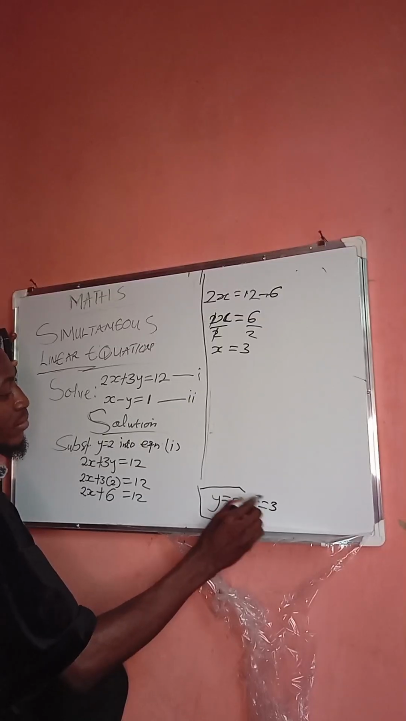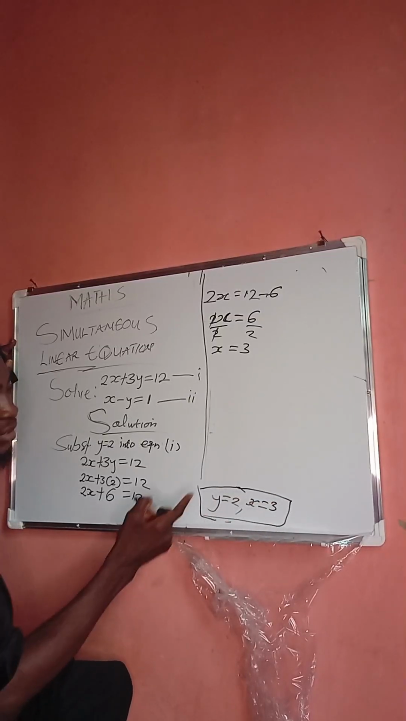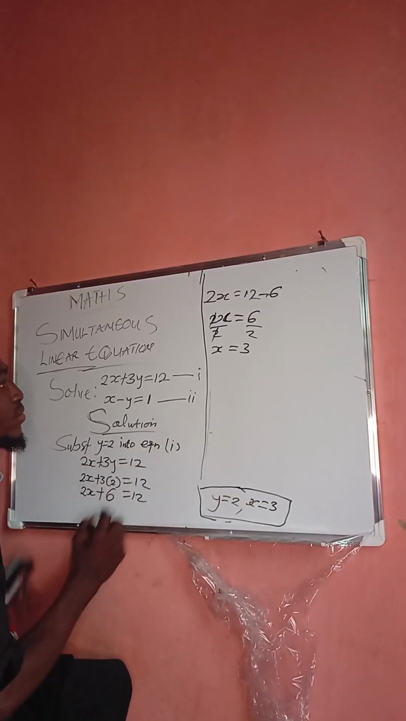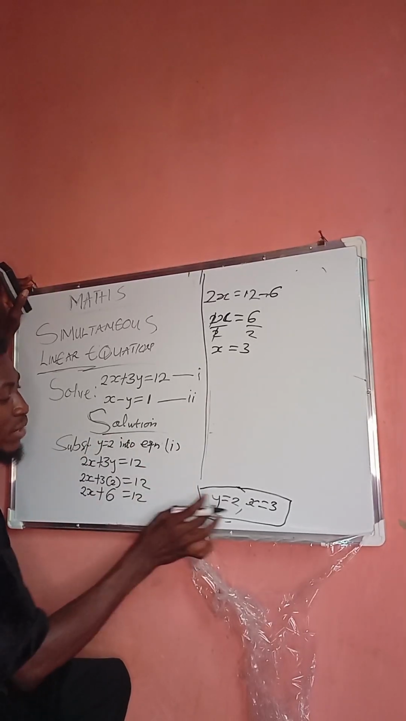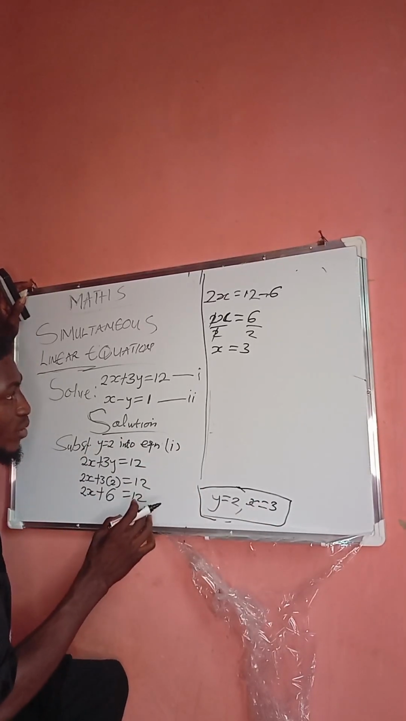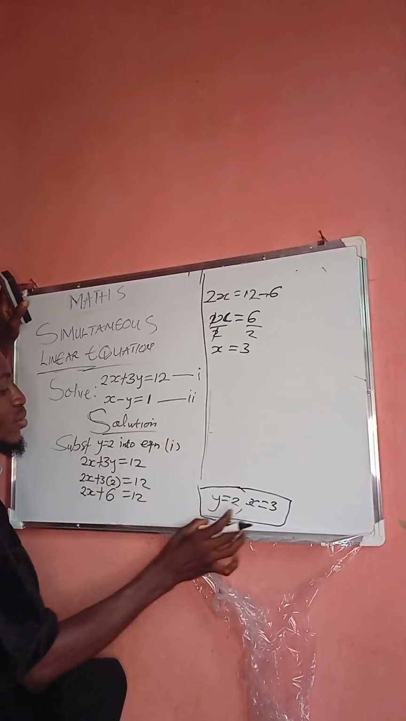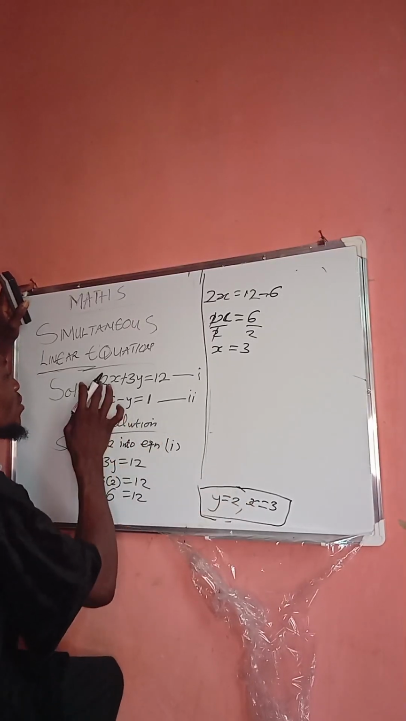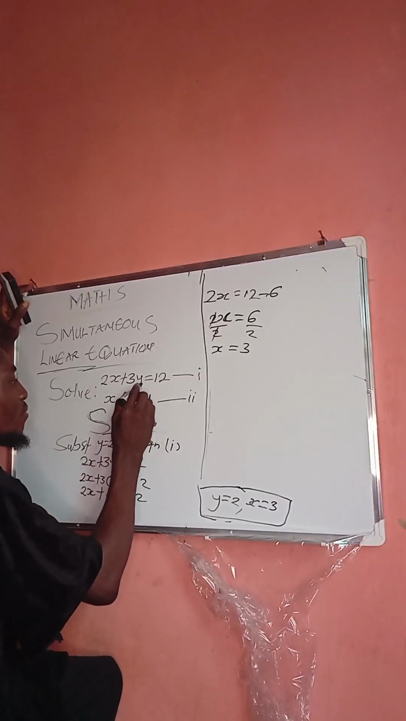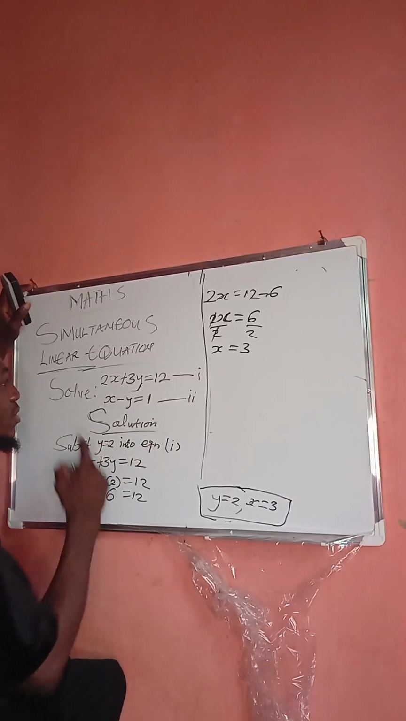So, from here now, we can say our y is equals to 2 and our x is equals to 3. This is x and y. So, you can leave your answer this way. But if you want to verify, to check if actually you are correct, then we are now going to substitute the value of y is equal to 2 and x is equal to 3 into this equation and this equation to confirm. Let's go ahead and do it.